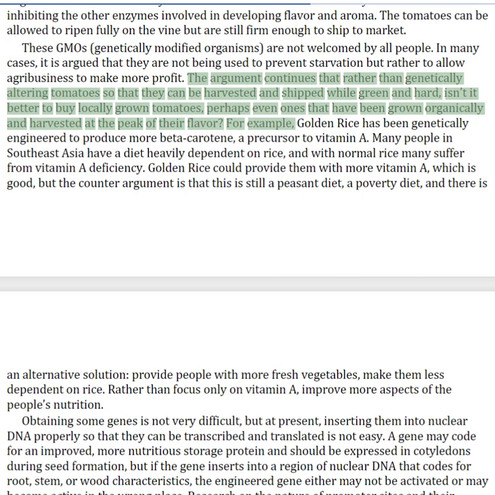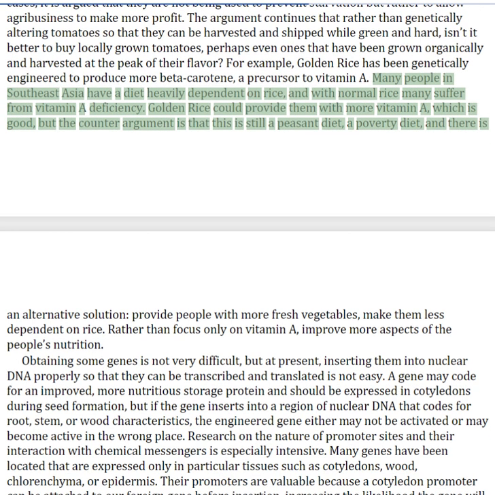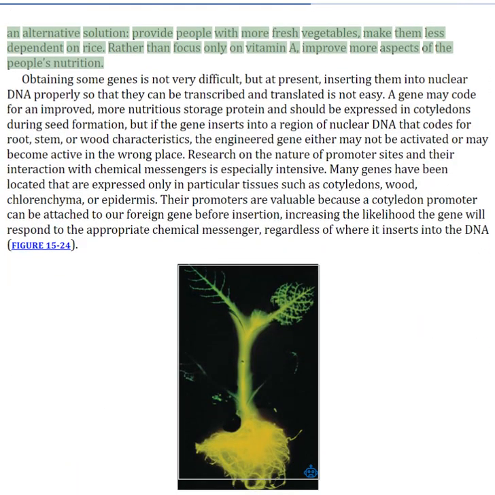For example, golden rice has been genetically engineered to produce more beta-carotene, a precursor to vitamin A. Many people in Southeast Asia have a diet heavily dependent on rice, and with normal rice, many suffer from vitamin A deficiency. Golden rice could provide them with more vitamin A, which is good, but the counter-argument is that this is still a peasant diet, a poverty diet, and there is an alternative solution: provide people with more fresh vegetables, make them less dependent on rice. Rather than focus only on vitamin A, improve more aspects of the people's nutrition.